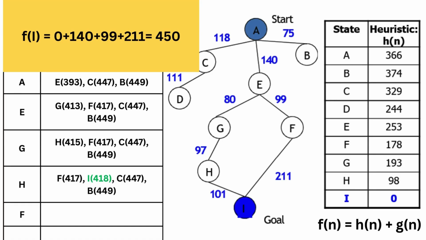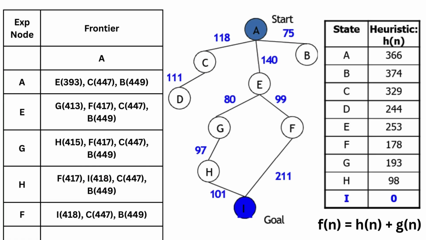The heuristic cost is 0 and the total cost to reach from A to I via F is 140 plus 99 plus 211 equals 450. Now we already have the I node in our queue. The cost of this node is greater than the cost of the node that is already in the queue, that is 418. So we will not insert it again.